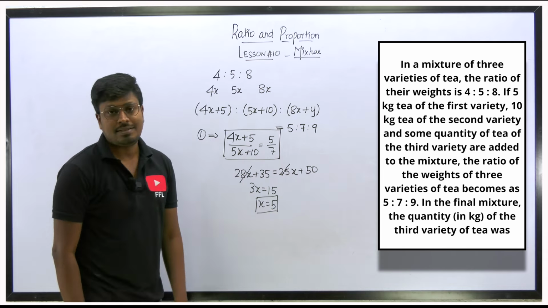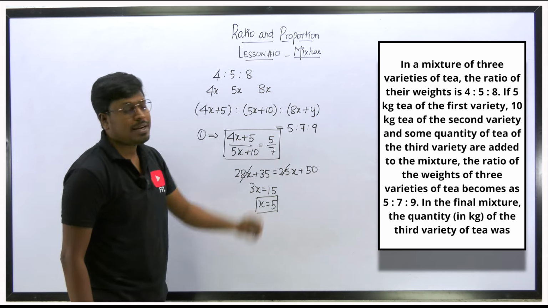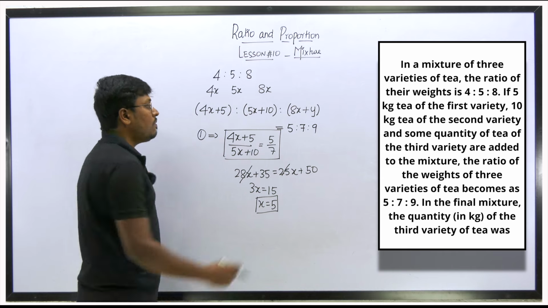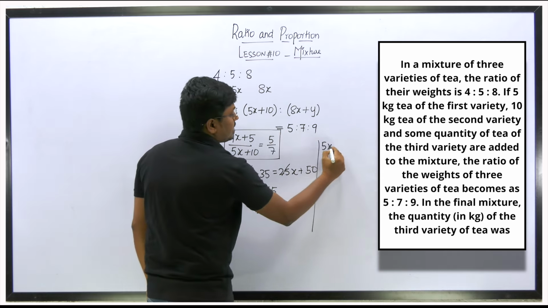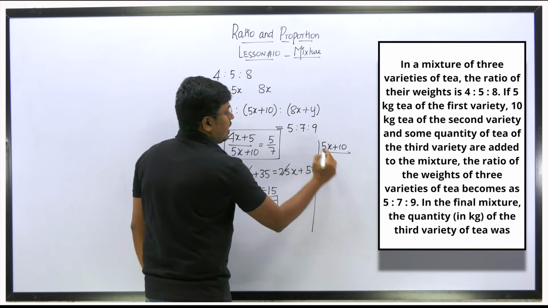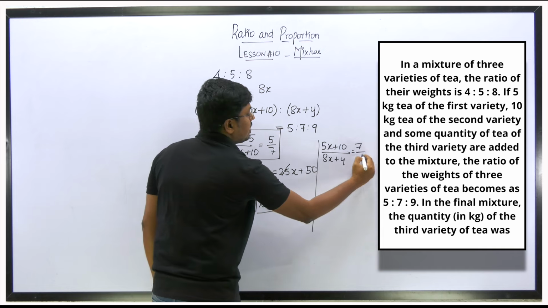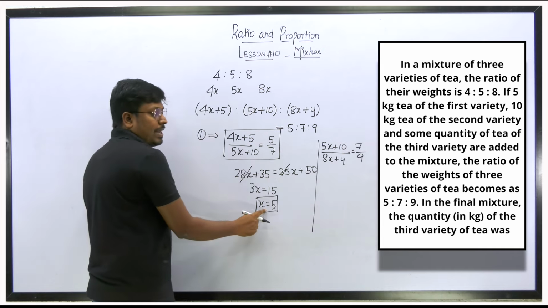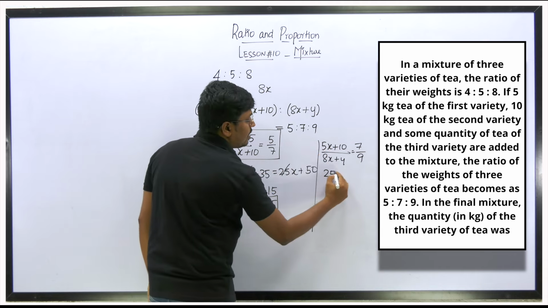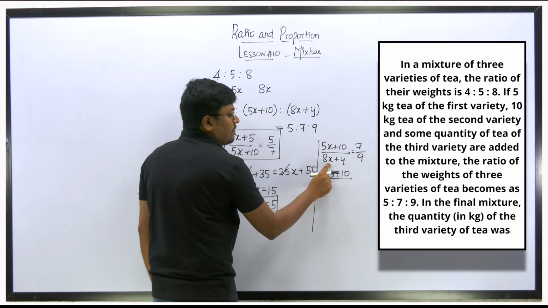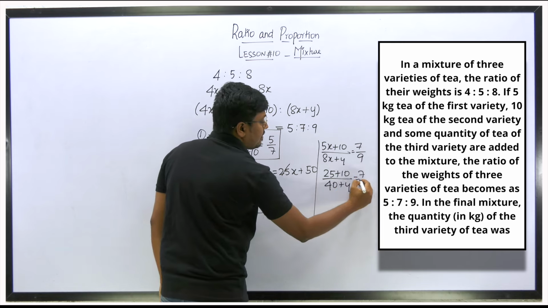This is not the final answer, because our target is to find how much quantity of the third variety has been added, that is y. So now we can take these 2 values. When you take these 2 values, that is 5x plus 10 divided by 8x plus y is equal to the second and third ratio, 7/9. We already got x is equal to 5, so substitute 5 here. 5 into 5 will be 25, so 25 plus 10. Add 5 here, 8 into 5 will be 40 plus y is equal to 7/9.